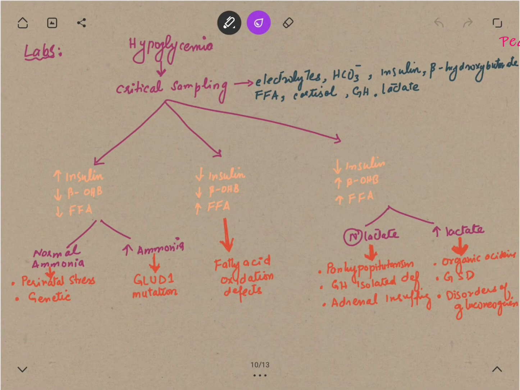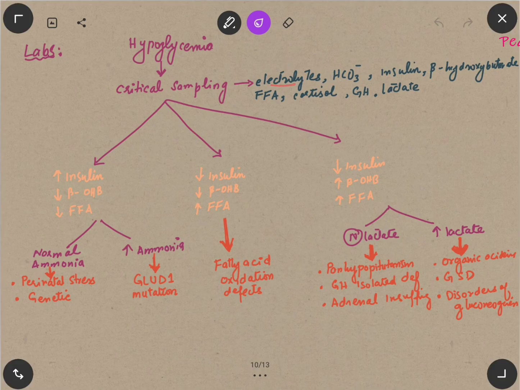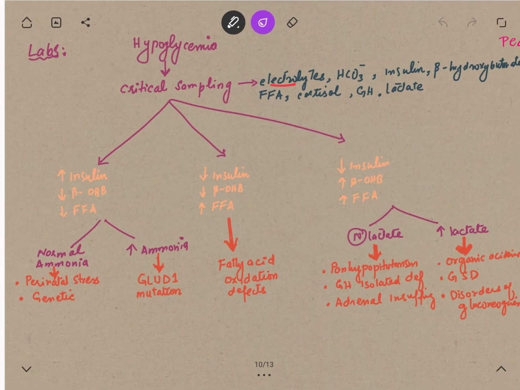Now, coming to the lab investigation, whenever we encounter a child with hypoglycemia, we need to do critical sampling. Now, what is critical sampling? Critical sampling is when the child is hypoglycemic, we take blood samples and run some tests regarding electrolytes, bicarbonate, insulin level, beta hydroxybutyrate, free fatty acids, cortisol, growth hormone, and lactate. Now, this critical sampling helps us in differentiating different causes.